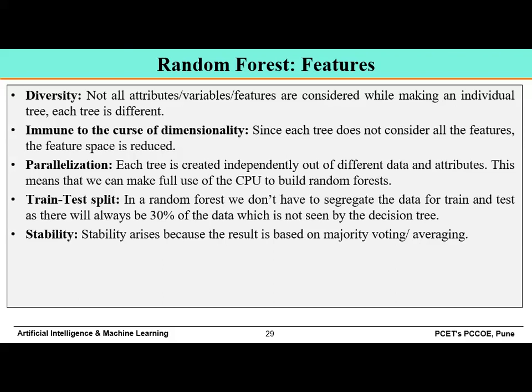Yes, next. Stability arises because the result is based on majority voting on the candidates. Okay, so this is again very interesting. We are taking the final conclusion from tree A, tree B, tree C, and we are counting how many samples are saying good and how many samples are saying bad, and the majority will be the winner. So stability will be there.